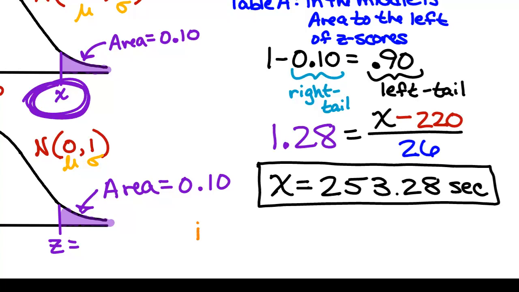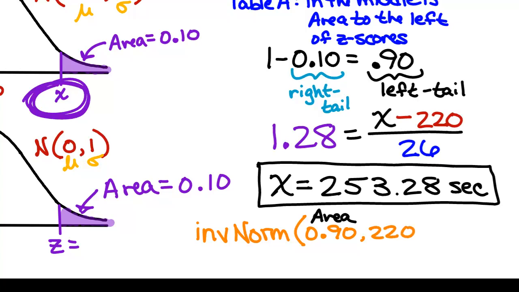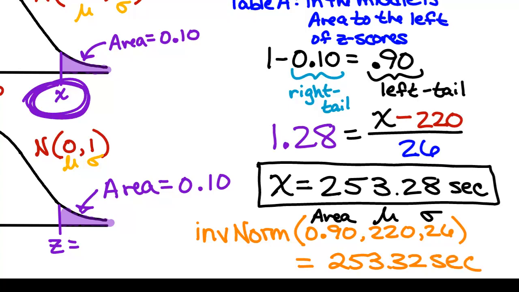All right, so we did inverse norm, parentheses, 0.90, that was my area, 220, that was my mean, 26, that was my standard deviation. And we got 253.32 seconds doing it that way.